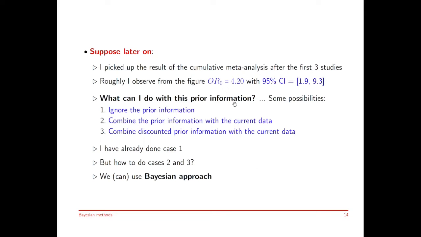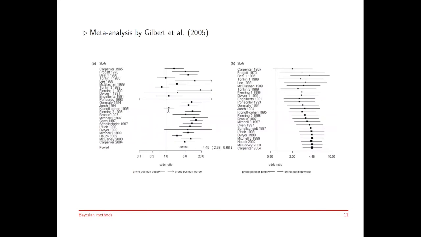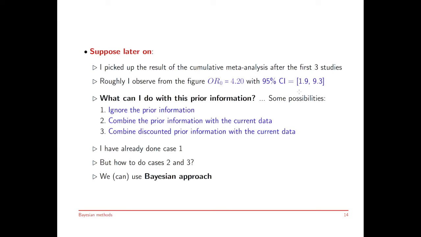Suppose later on I picked up the result of the cumulative meta-analysis after the first 3 studies, and when I looked at the figure, go back here, I saw that the best estimate of the odds ratio is around 4.2, and then with this uncertainty. I guess this uncertainty is going from 1.9 to 9.3, so my 95% confidence interval is going from 1.9 to 9.3.